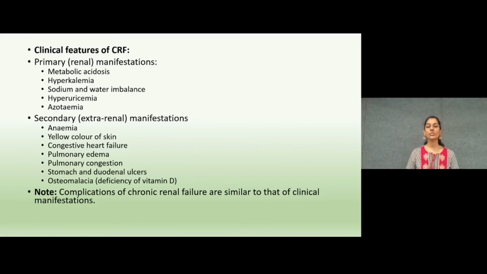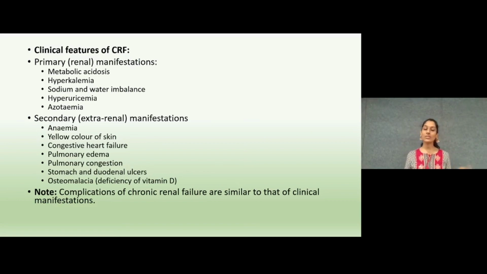The clinical features of chronic renal failure are, first, primary or renal manifestations, and second, secondary or extrarenal manifestations. In primary manifestations, there can occur metabolic acidosis, hyperkalemia, sodium and water imbalance, hyperuricemia and azotemia, right? And in secondary or extrarenal manifestations, there can be anemia, yellow color of skin, congestive heart failure, pulmonary edema, pulmonary congestion, stomach and duodenal ulcers, and osteomalacia, that is deficiency of vitamin D. So these are the complications.